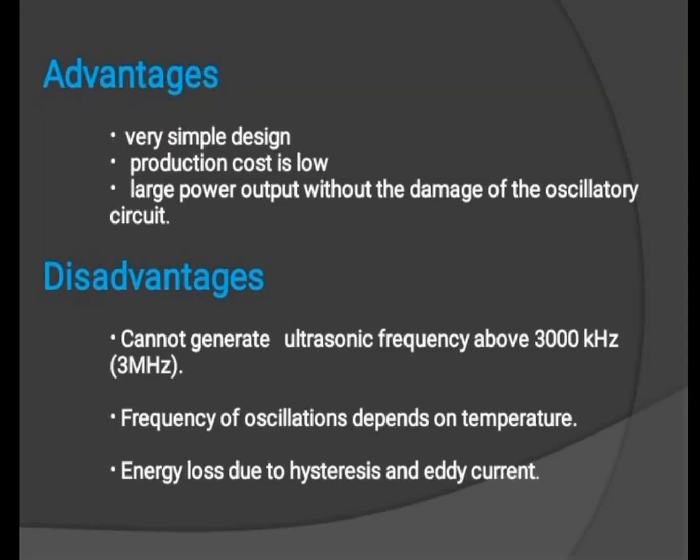Now let us see what the advantages and disadvantages of this magnetostriction generator are. It is very easy to design, its production cost is low, and it has large power output without damage to the oscillatory circuit. Now, what are the disadvantages of this magnetostriction generator? It cannot generate ultrasonic frequencies above 3000 kHz. The frequency of the oscillations depends on temperature. The energy loss due to hysteresis and eddy current is high.